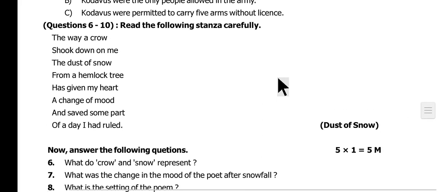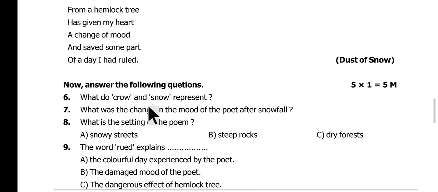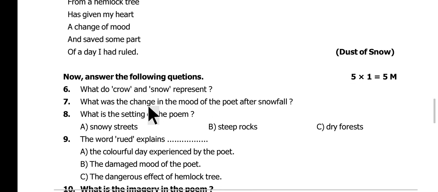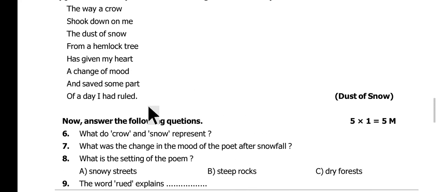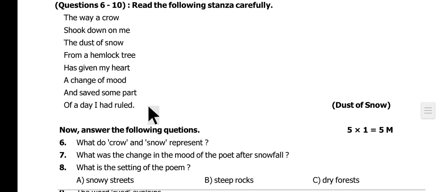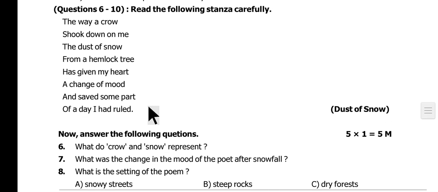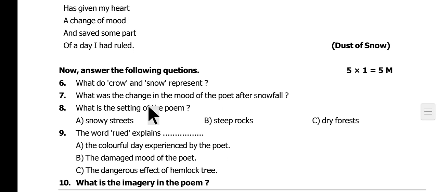So the way a crow shook down on me, the dust of snow from a hemlock tree has given my heart a change of mood and saved some part of a day I had rued. This is a stanza extracted from the poem Dust of Snow, followed by the questions: what do crow and snow represent here? So crow and snow, what do they represent? So you need to answer carefully. What was the change in the mood of the poet after snowfall?